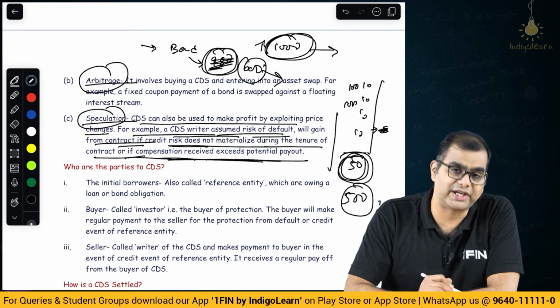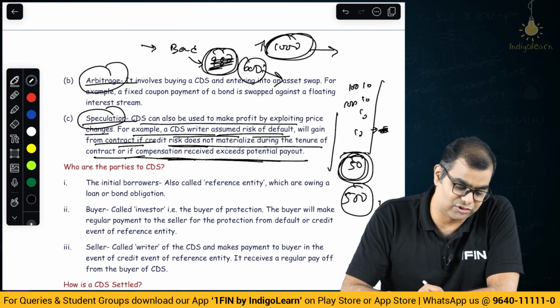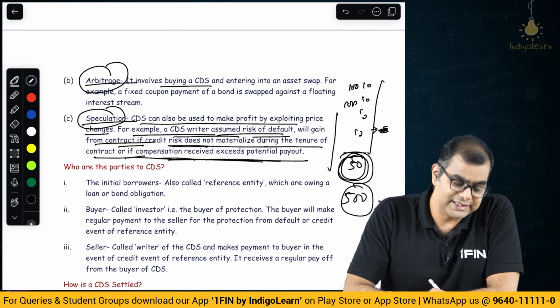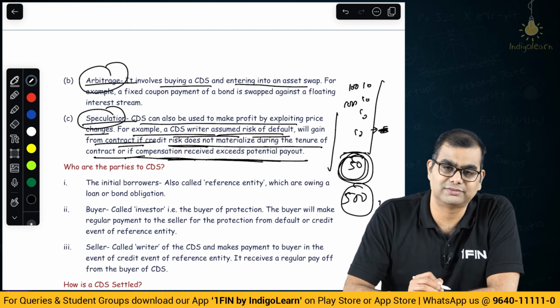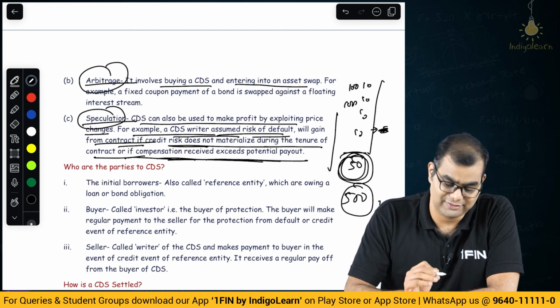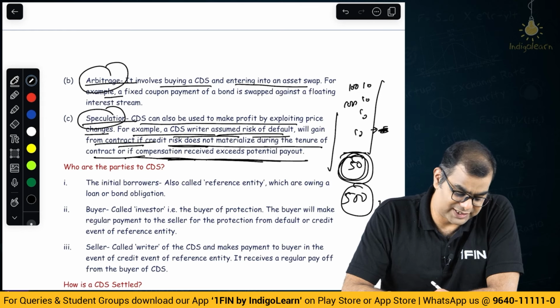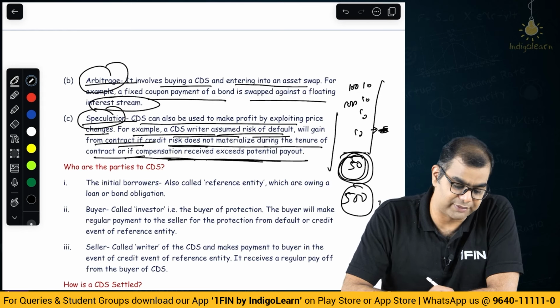Then there is something called 3, arbitrage. What is this whole arbitrage story? It involves buying a CDS. So, student A is buying a CDS and entering into an asset swap. What is an asset swap? We will see. For example, a fixed coupon payment of a bond is swapped against a floating interest stream.